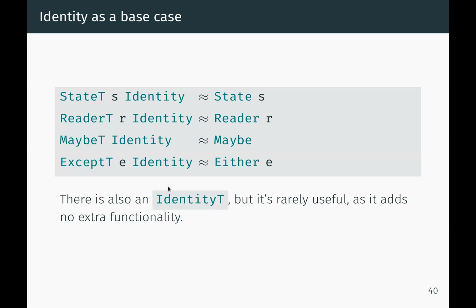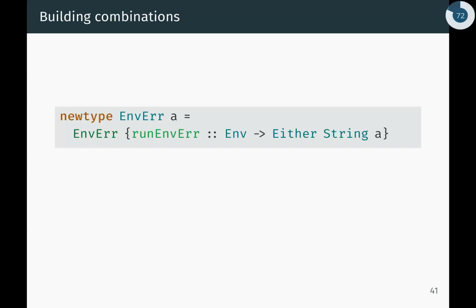There's also an IdentityT monad transformer, but that's normally not useful because it doesn't add anything. It basically just makes things more complicated by adding one wrapper. But on the other hand, for the same reason that Identity is sometimes useful, like in these cases, this IdentityT can also be sometimes useful. Right, and now we can do combinations.